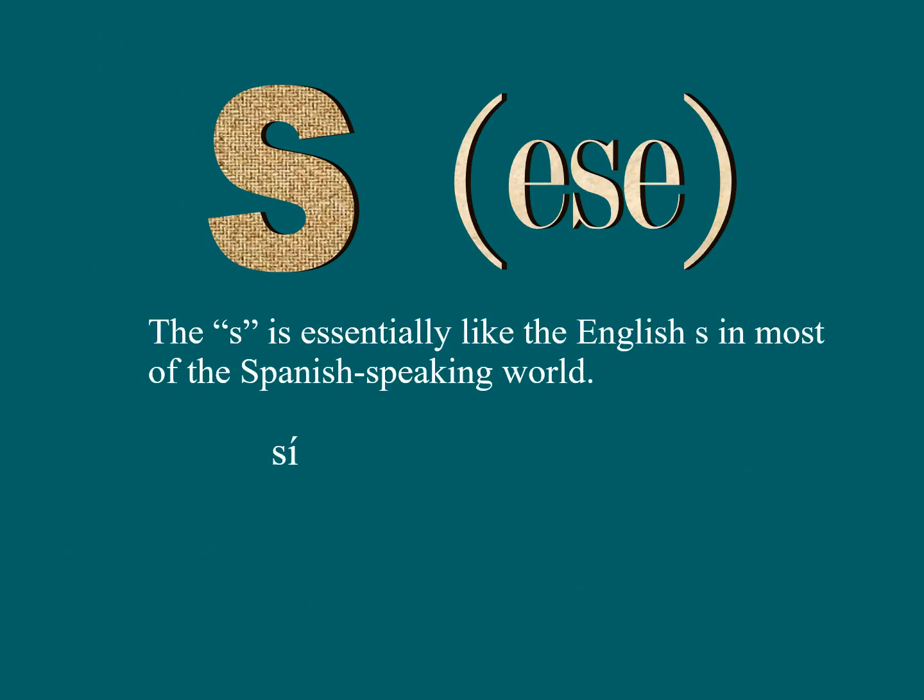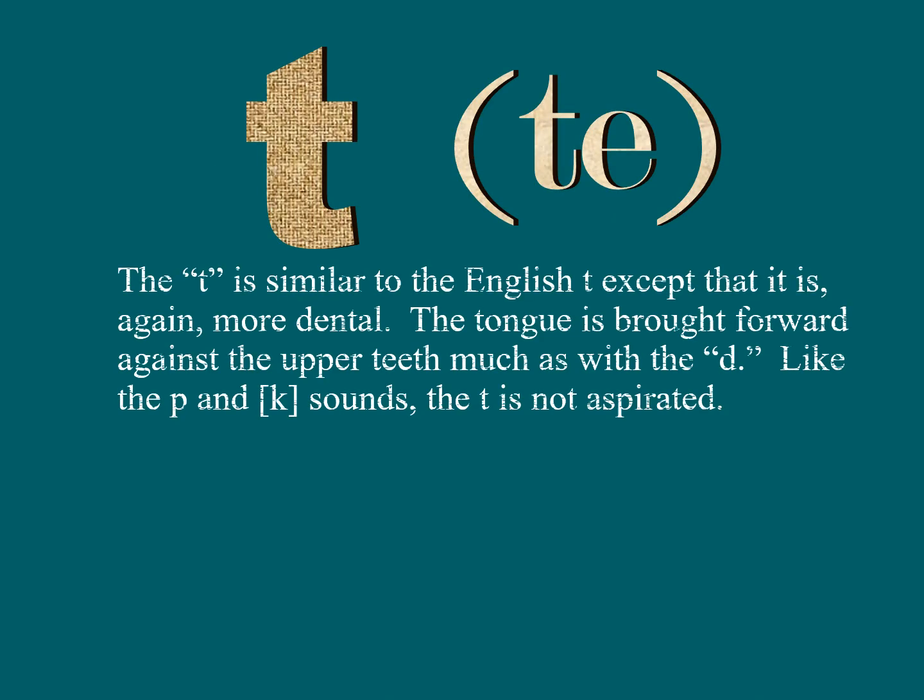S is essentially like the English S in most of the Spanish-speaking world. So for example, sí, peso, casa, sabroso. T is similar to the English T except that it is, again, more dental. So like the P and K sounds, the T is not aspirated. So te, tito, tamal.